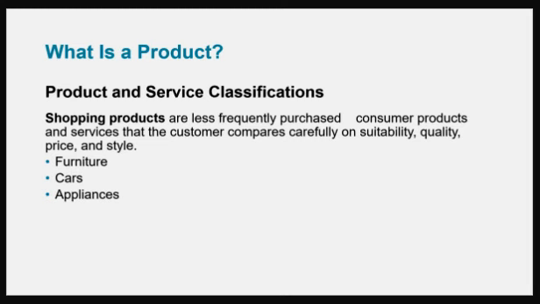Second, products called shopping products. Shopping products are usually distributed through fewer outlets but provide deeper sales support to help customers in their comparison efforts. For instance, furniture, cars, appliances. So consumers can compare carefully on suitability, quality, price, and style. So what's a shopping product that you bought recently?